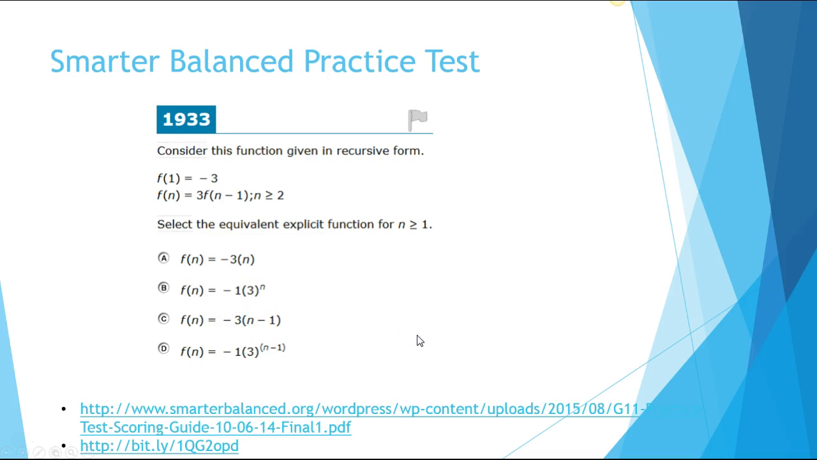And one last one, Smarter Balance Practice Test, where we need to take a recursive form where f of 1 equals -3, and then f of n equals 3 times f of n minus 1. So 3 times that function of the one before, where n is greater than or equal to 2. And so a lot of students have a lot of trouble with this. This is something we hit pretty heavy on in our Algebra 1 course through Algebra 1 teachers. So this gives us quite a variety of examples that we're going to need to look at.